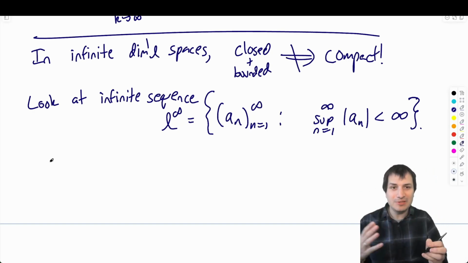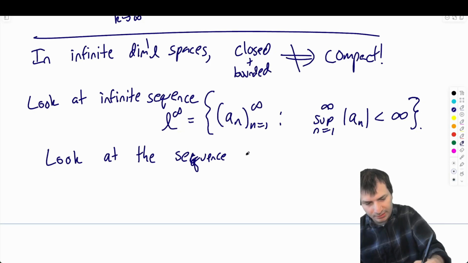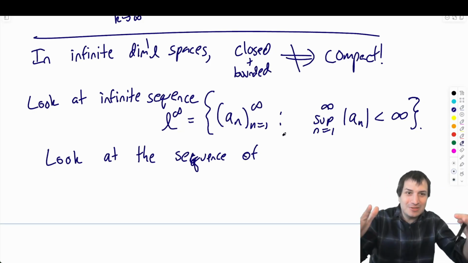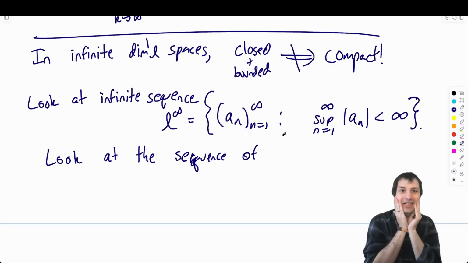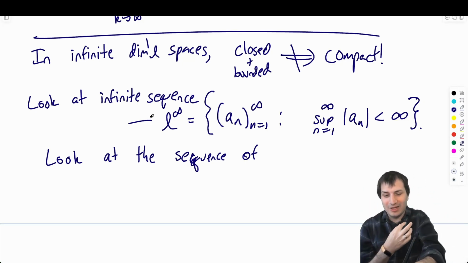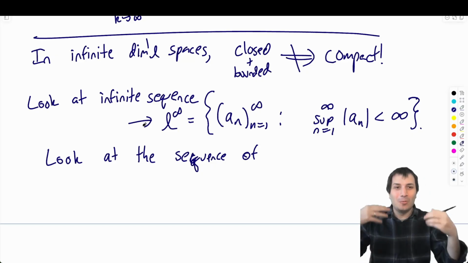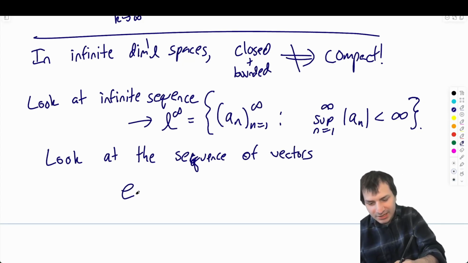And the simplest example is to look at the sequence e_n. Look at the sequence of vectors. So here's the thing, right? The vectors themselves are sequences. So this is a sequence of sequences. You really have to have your head screwed on straight: okay, a vector is a sequence, now I'm looking at a sequence of vectors. What sequence am I looking at? The sequence of vectors e sub n.